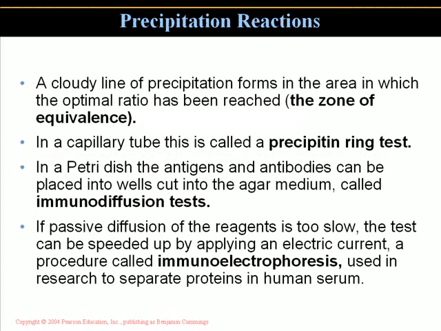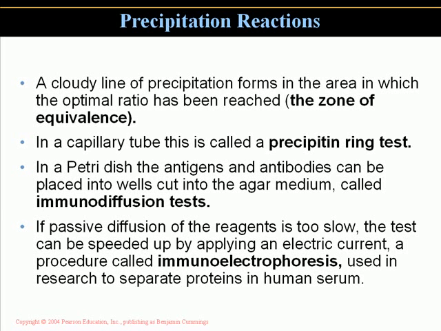A cloudy line of precipitation forms in the area in which the optimal ratio has been reached, called the zone of equivalence. In a capillary tube, this is called a precipitin ring test. In a petri dish, the antigens and antibodies may be placed into wells cut into an agar medium. This is called an immunodiffusion test.